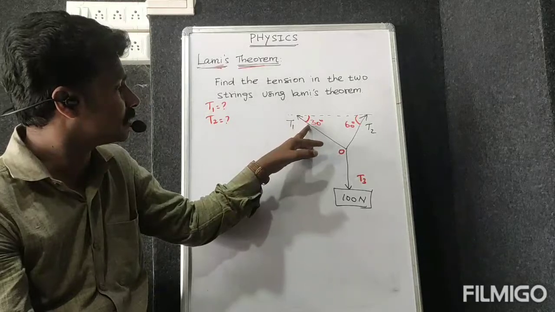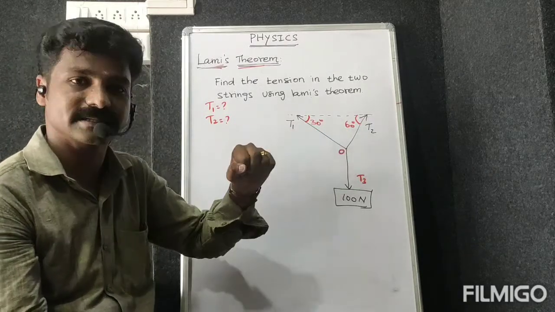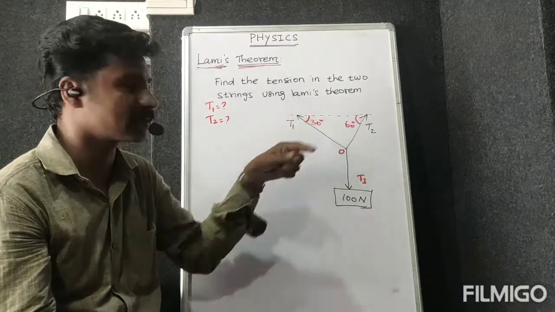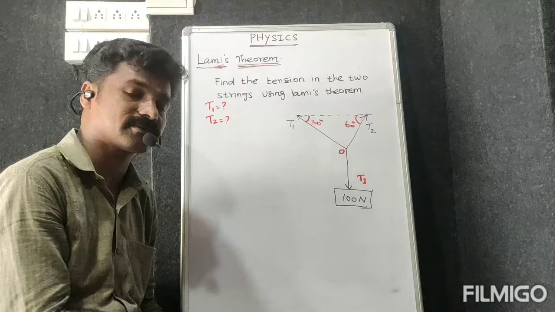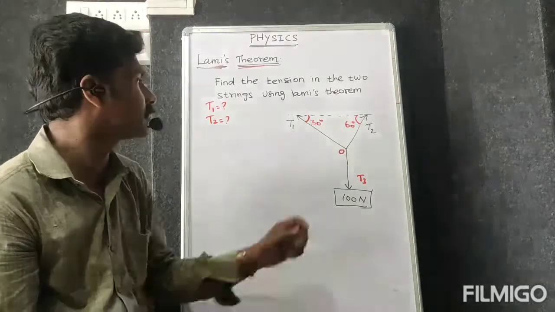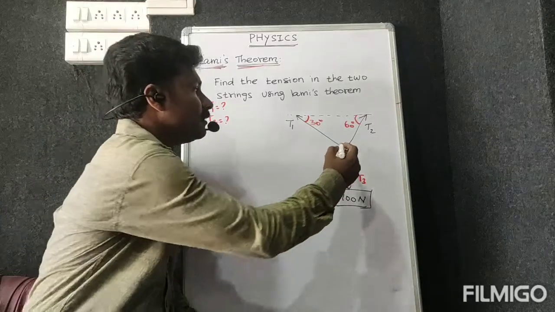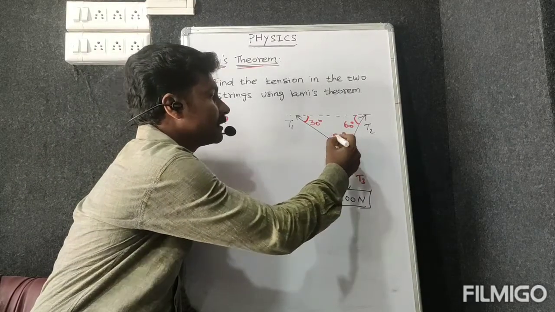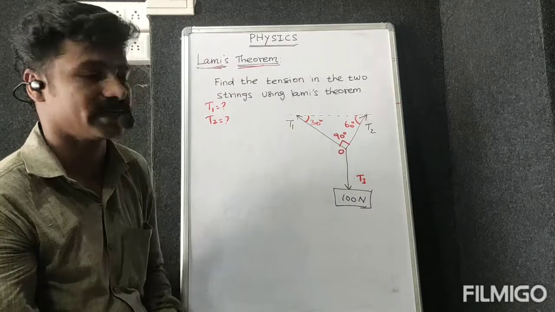See that here 30 degrees is given, here 60 degrees is given. So we get a triangle. We know in a triangle the total angle is 180 degrees. So here 60 came, here 30 came. So what about this angle? This angle is 90 degrees. So 90 plus 60 plus 30 is 180.